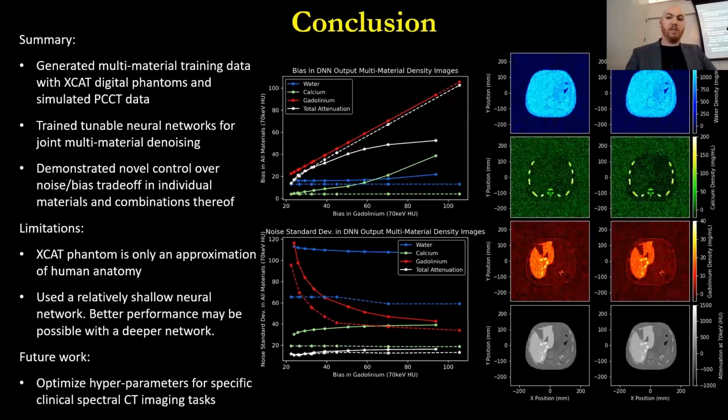So this is a preliminary study to demonstrate the capability to apply tunable neural networks to multi-material image formation from spectral CT data. We showed that we can use these models to control the variance bias trade-off in individual materials, as well as preserving low bias in combinations of materials like virtual monoenergetic attenuation images. In the future, we want to use these tunable hyperparameters to optimize multi-material image quality for specific clinical tasks to improve clinical outcomes. Thank you very much.